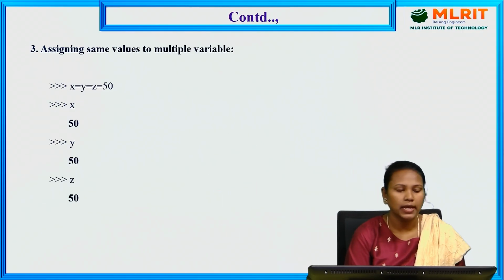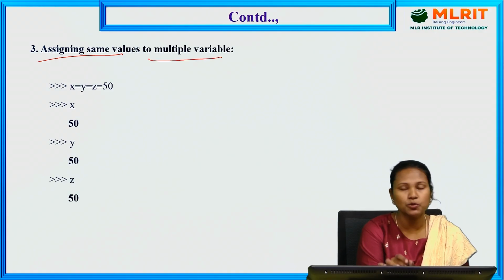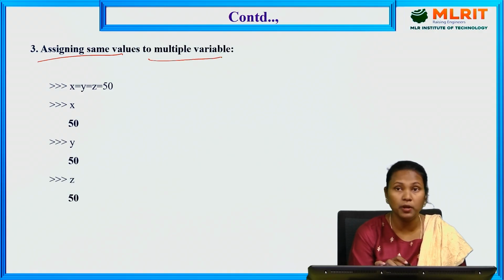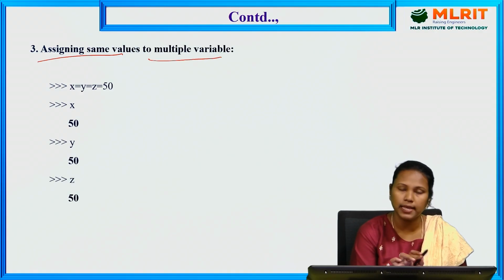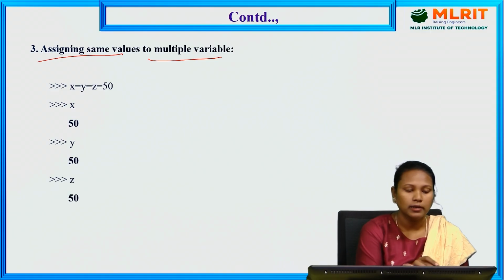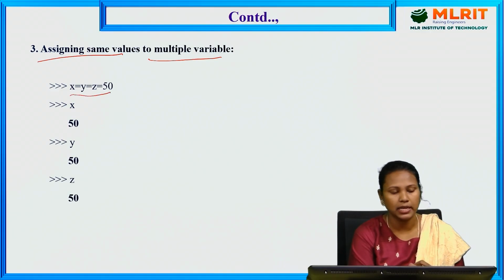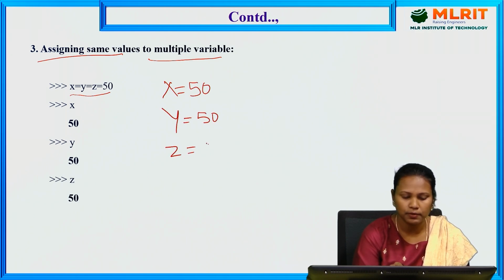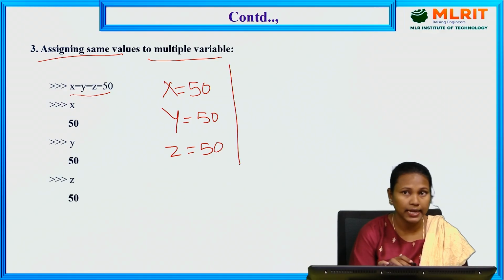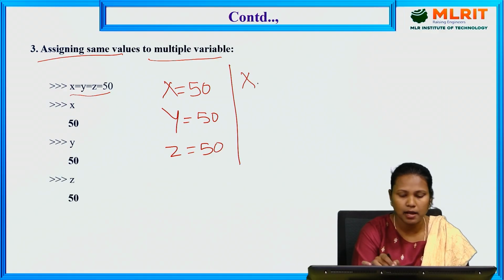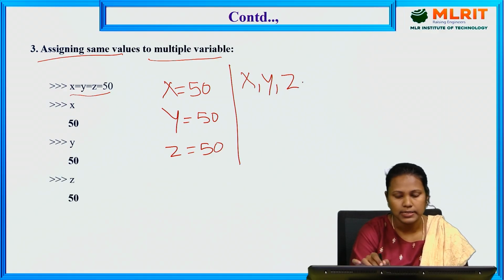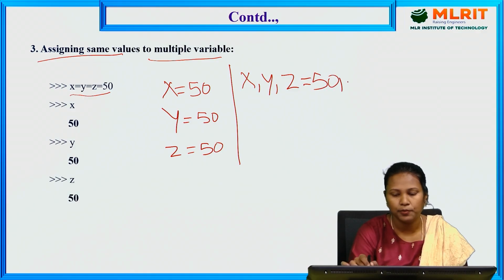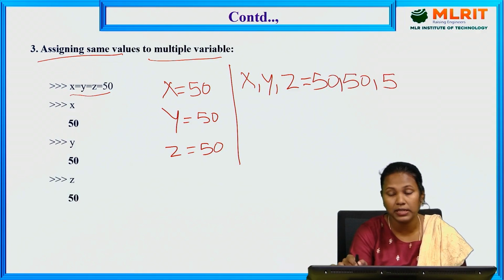The next one: assigning the same value to multiple variables. Here, multiple variables are there, but we are assigning the same value. For example, x = 50, y = 50, z = 50. This is one way. The second way is x, y, z = 50, 50, 50. This is the second method.